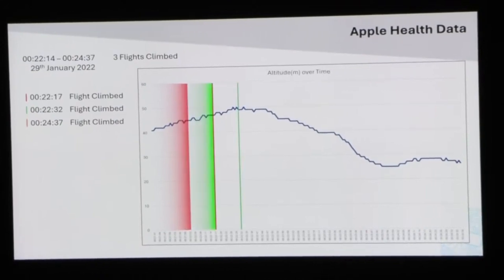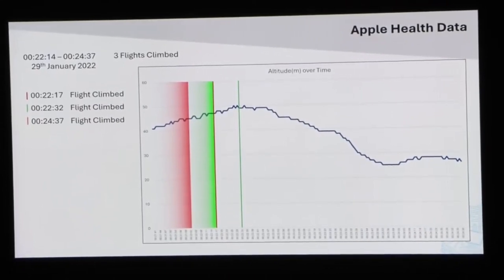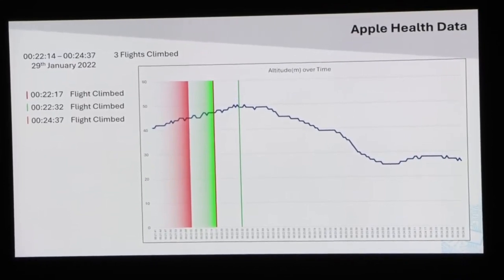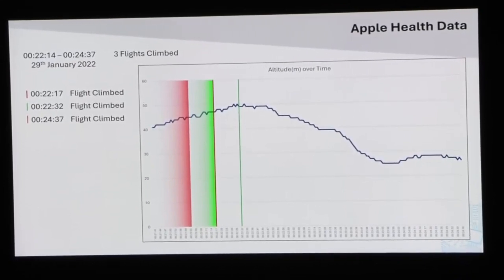When we look at the second record at 22 minutes and 32 seconds, this is shown on this chart as a green line, and again, working back 15 seconds and beyond to allow for the tolerance, we see the green gradient area. This shows an altitude change of around 45 meters to 48 meters. Again, that would be sufficient for a flight climb event to be recorded because we have a 3-meter incline change.